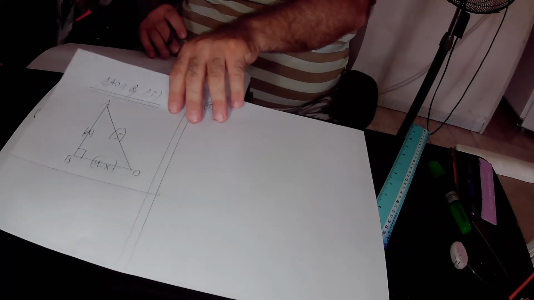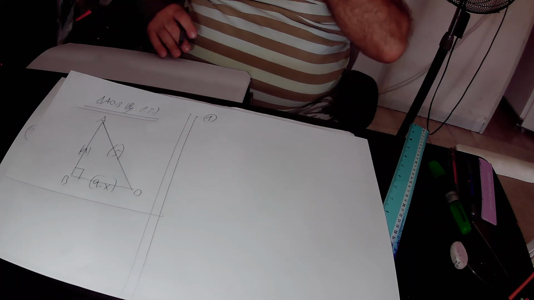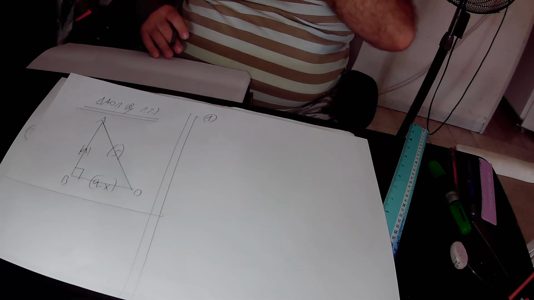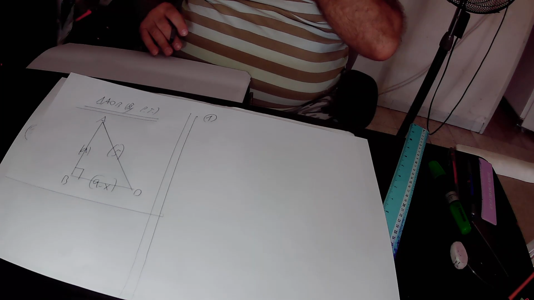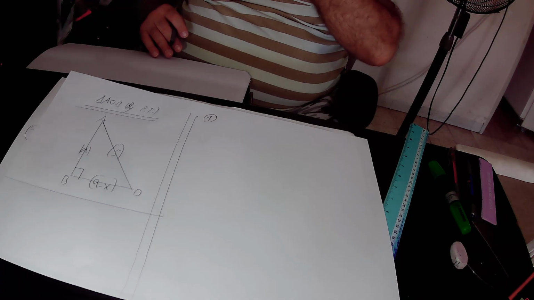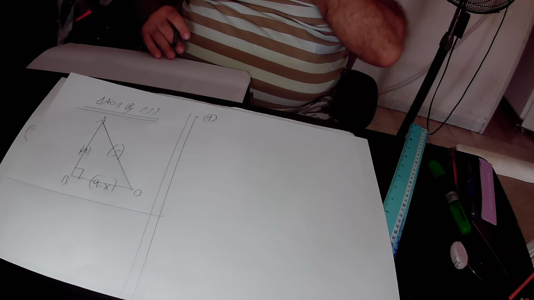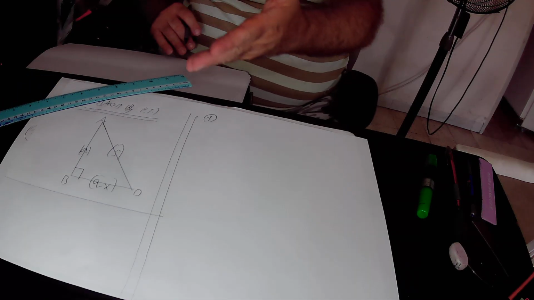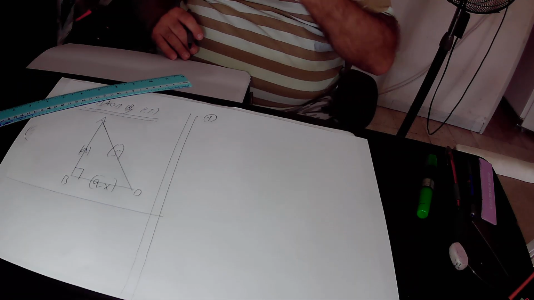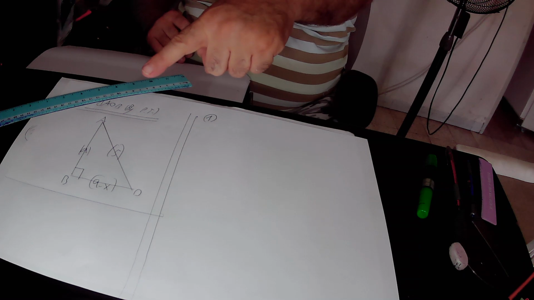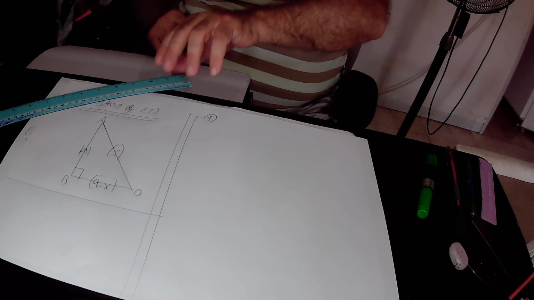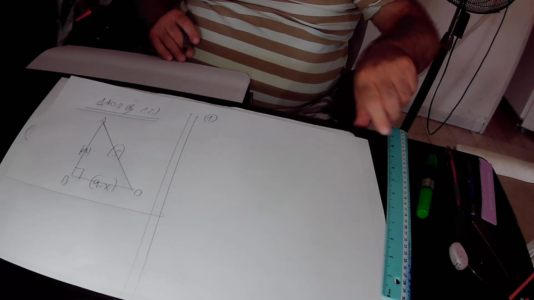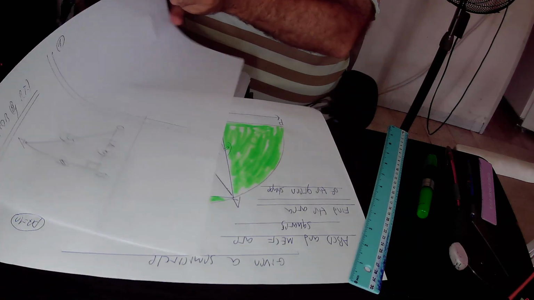So actually, this is the right triangle ABO that I copied from the original drawing. In this right triangle ABO, according to the Pythagoras theorem, AO squared, that is the square of the hypotenuse, equals AB squared plus BO squared. So I write it down. This will be equation 1.